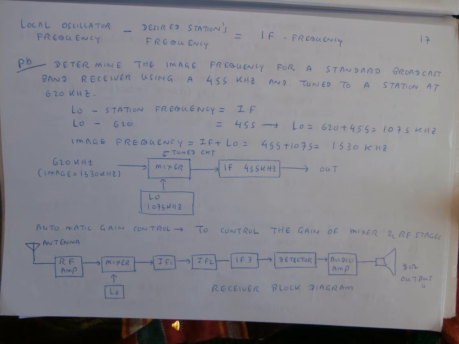So in the diagram, we can see the antenna is receiving the input signal. It passes through the radio frequency amplifier and is transferred to the mixer. Inside the mixer, the local oscillator frequency is a component, and then there will be output with intermediate frequency 1, intermediate frequency 2, intermediate frequency 3, passing to the detector, and the output is provided to the audio amplifier, and then finally it goes to the 8 ohm output speaker. So this is the receiver's block diagram.